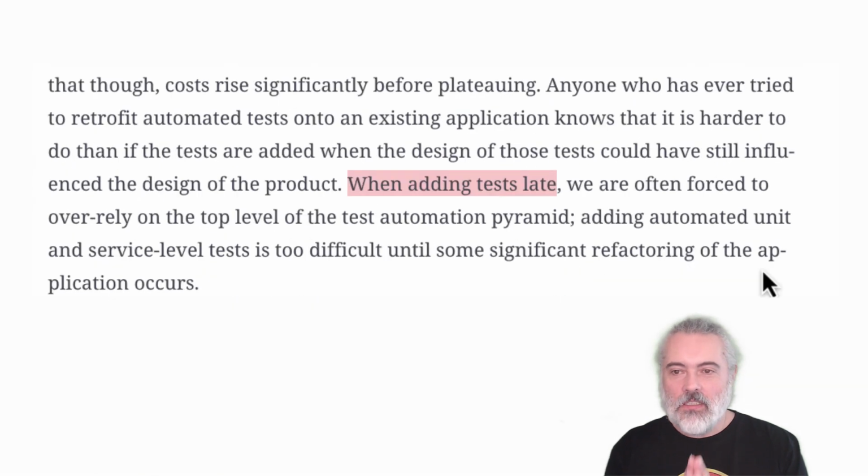Okay, so Mike does address process issues. What he says here is, when adding tests late, we're often forced to over-rely on the top level of the test automation pyramid. Adding automated unit and service level tests is too difficult until some significant refactoring of the application occurs. So basically, if you're trying to automate after the thing is built, it may be too late to do it effectively at the unit or service levels within the application. So you end up automating from the external input, like the API or the UI, because you didn't make it possible to automate at the lower levels.